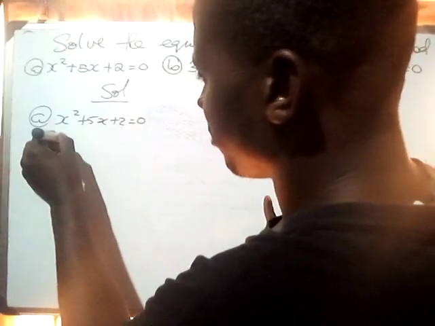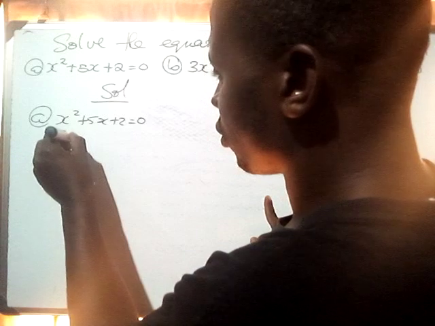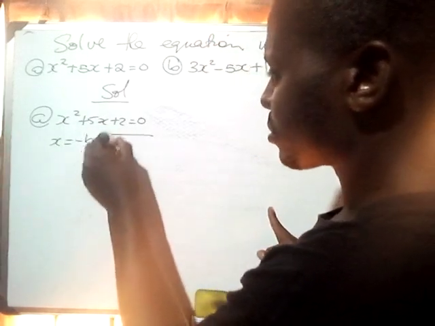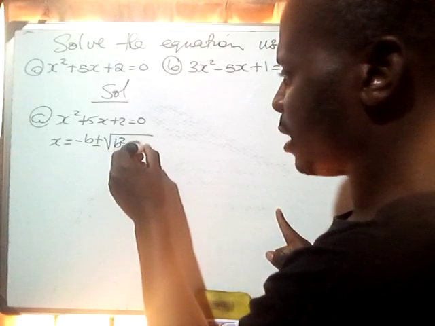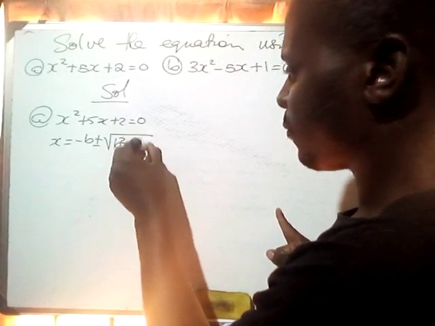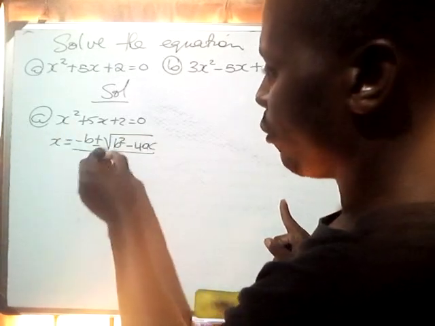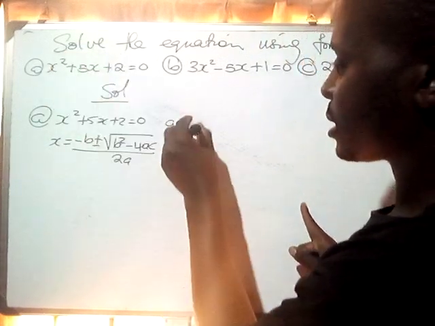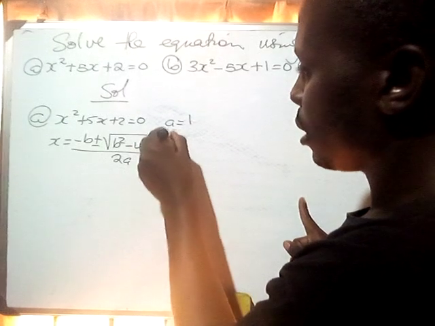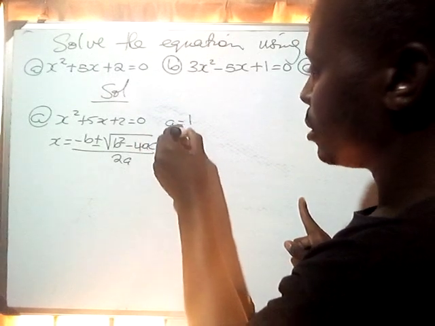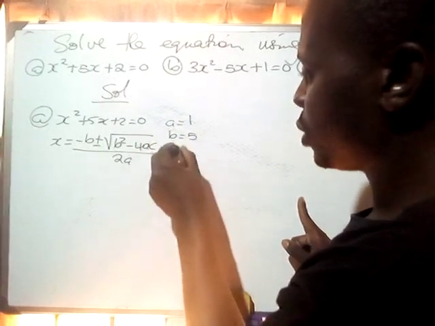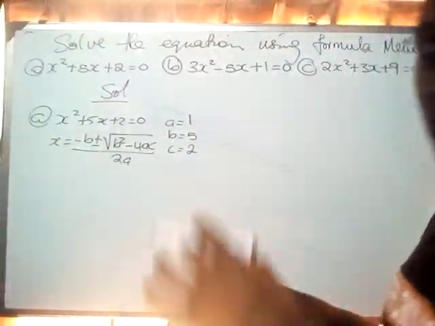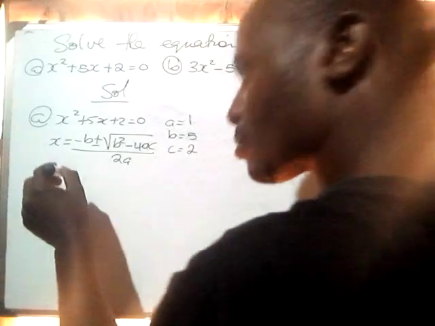So the formula method says x is equal to negative b plus or minus the root of b squared minus 4ac, over 2a. Which one is our a? In this case, our a is 1. Which one is our b? Our b is 5. Which one is our c? Our c is 2. So now we substitute.